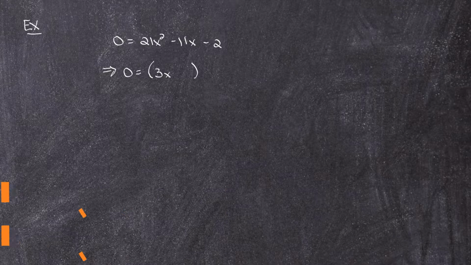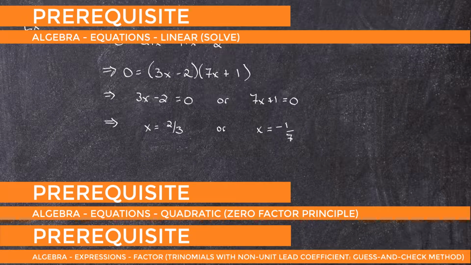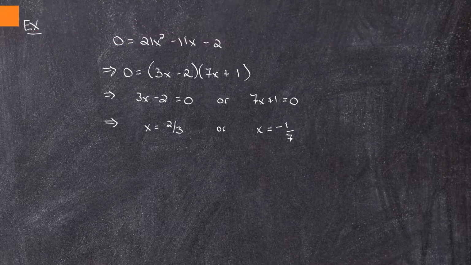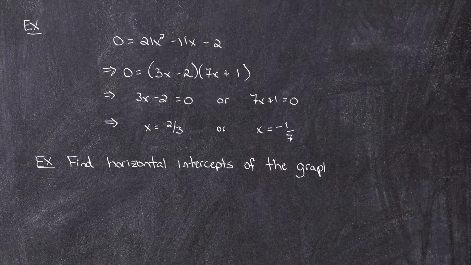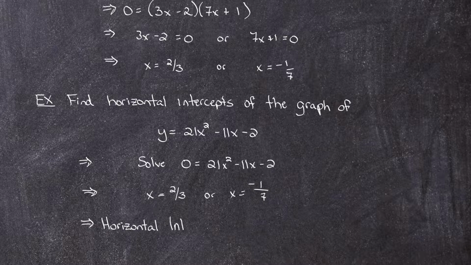As a simple example, someone can hand us this equation, and we could do some mathematics in the background and find out that the roots of this equation are x equals 2/3 and x equals -1/7. However, suppose we are asked instead to find the horizontal intercepts for the graph of y equals 21x² minus 11x minus 2. Since the horizontal intercepts occur when y is equal to 0, we're essentially being asked to solve our original equation. Therefore, we find the horizontal intercepts to be (2/3, 0) and (-1/7, 0).